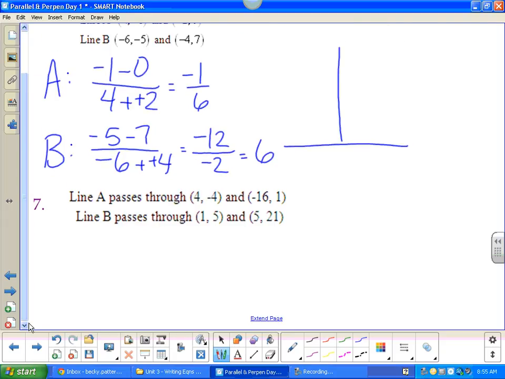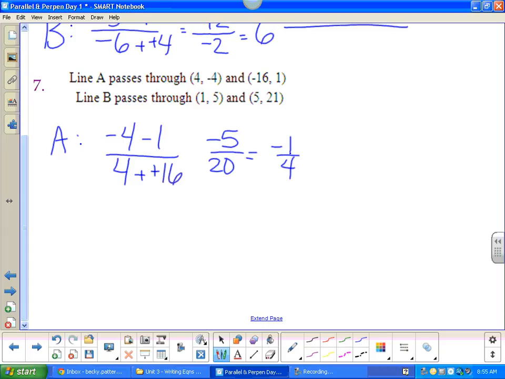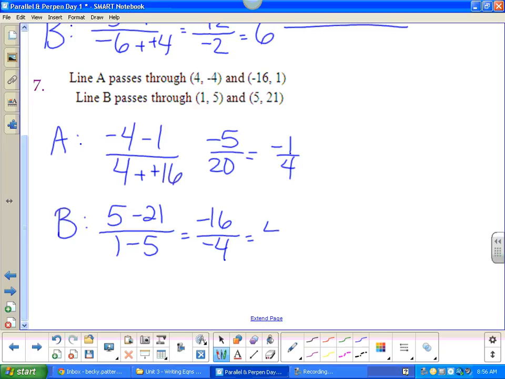Number 7, same thing. Line A, that reduces. Line B, and they are perpendicular because they are opposite signs and flipped.